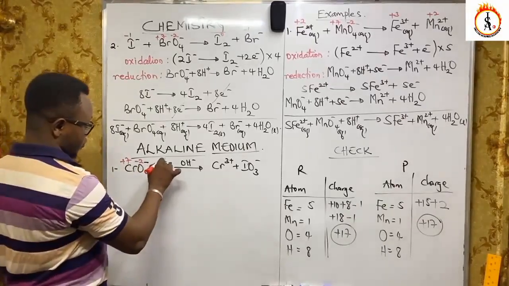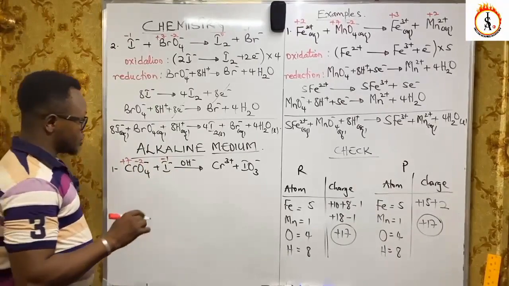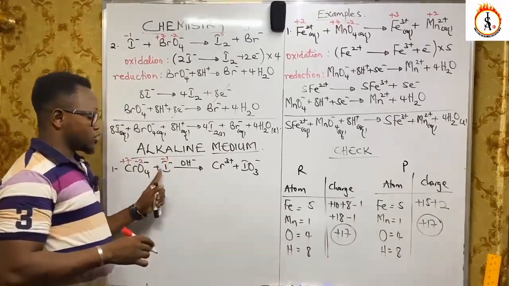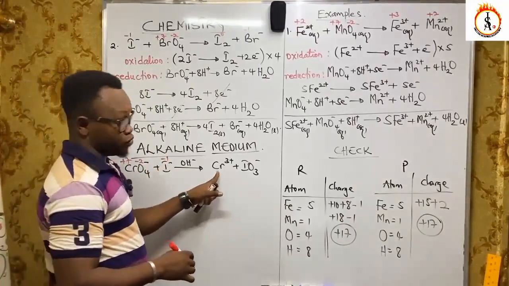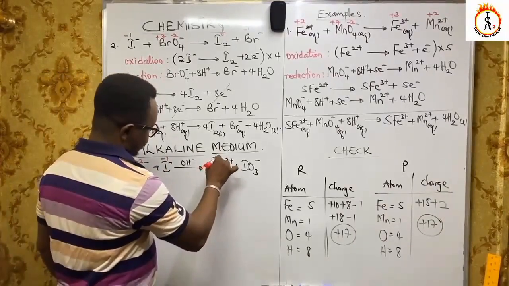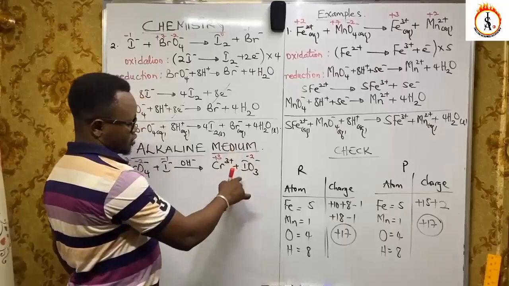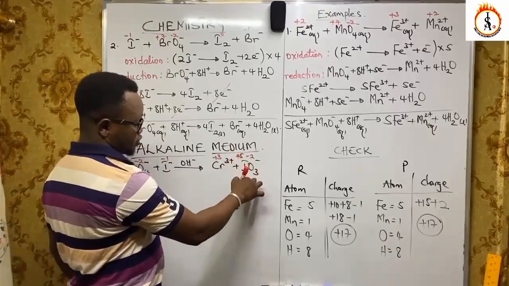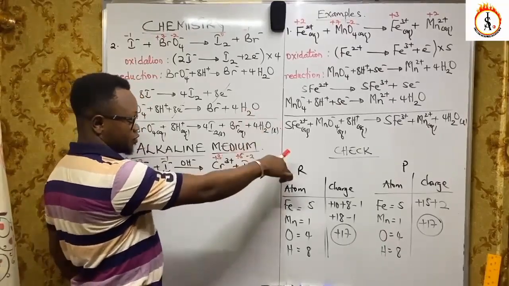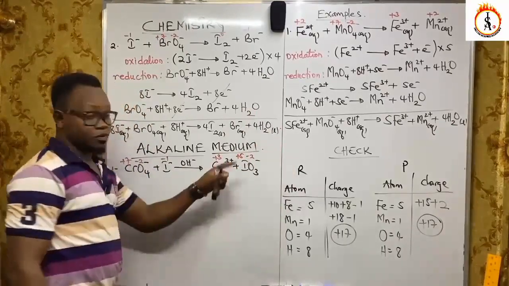And of course, this is a mono ionic species, so its oxidation number is -1. This is also a mono ionic species, oxidation number +3. Oxygen here is -2. The iodine is +5 because 3 by 2 gives us -6. You transpose, it becomes +6. +6 minus 1 is +5.